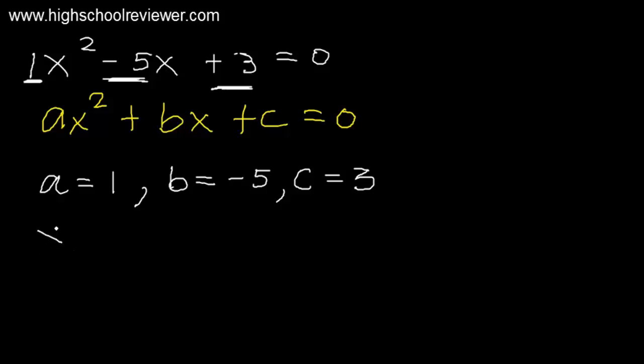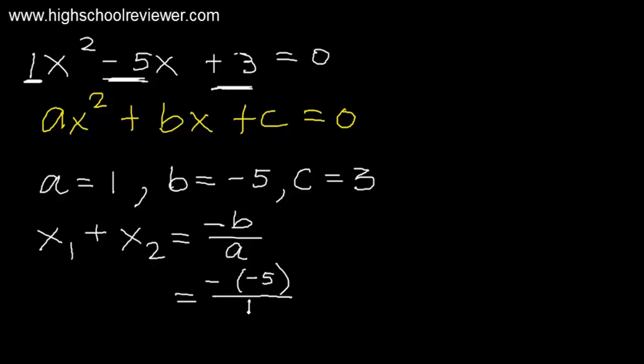So the sum of the roots will be x sub 1 plus x sub 2. The formula for the sum of the roots is negative b over a. So this will be negative, our b is negative 5, and divide this by a, which is positive 1. So negative times negative 5 is positive 5, divided by 1, that is equal to positive 5. So x sub 1 plus x sub 2 is equal to positive 5.